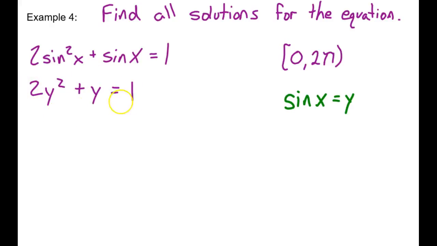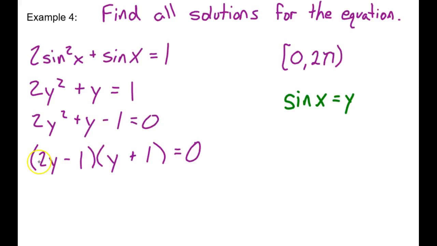If we're going to solve a quadratic, we need to set it equal to 0. So this would be 2y squared plus y minus 1 equal to 0. And now we need to factor this. And it factors into the quantity 2y minus 1 times the quantity y plus 1 equal to 0. Using the zero product property, we would set each of these factors equal to 0. So I have 2y minus 1 equal to 0 and y plus 1 equal to 0.